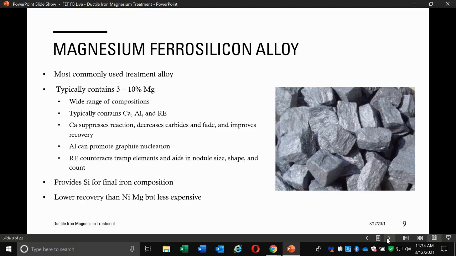Now, magnesium ferrosilicon is the most commonly used treatment material. It usually contains 3 to 10% magnesium and often contains calcium, aluminum, and rare earths that all aid in desirable microstructural development. Mag ferrosilicon can also provide a significant source of silicon for final iron composition. This alloy has a lower recovery than nickel mag, but is significantly less expensive.